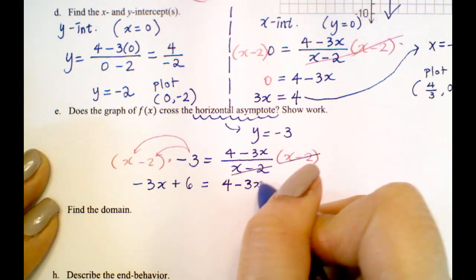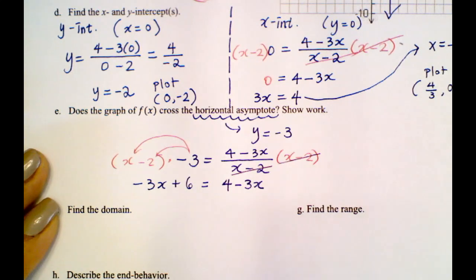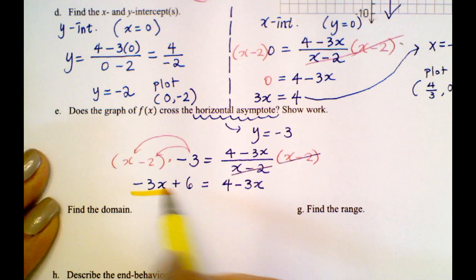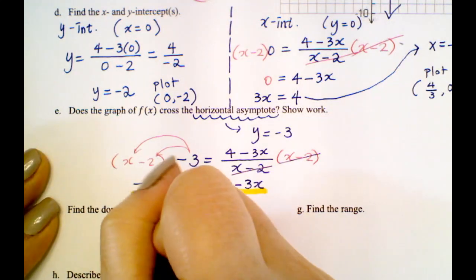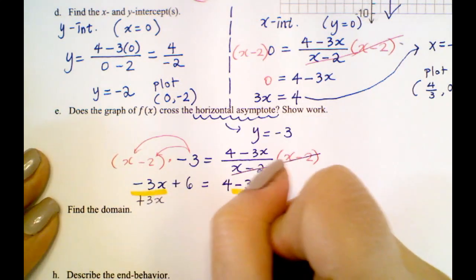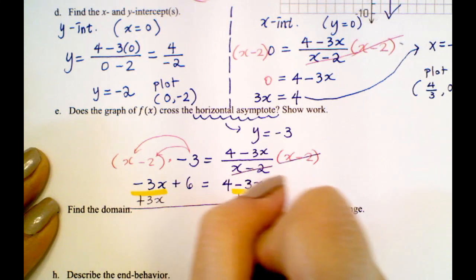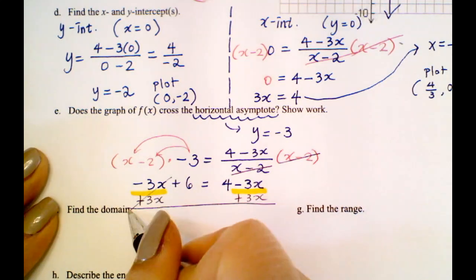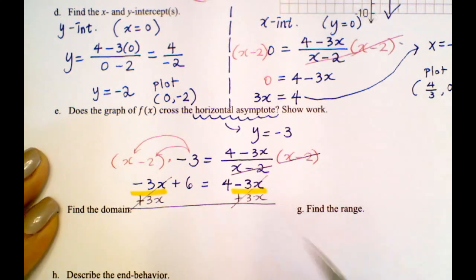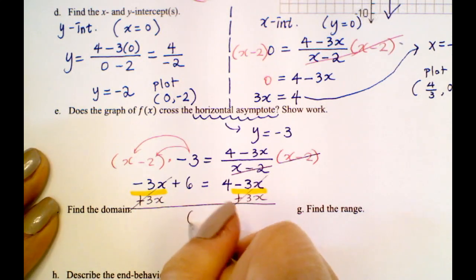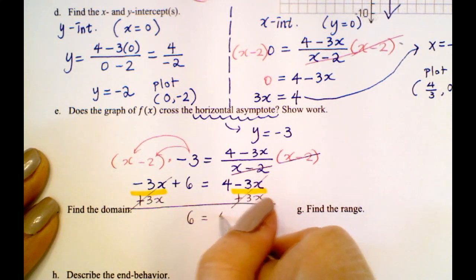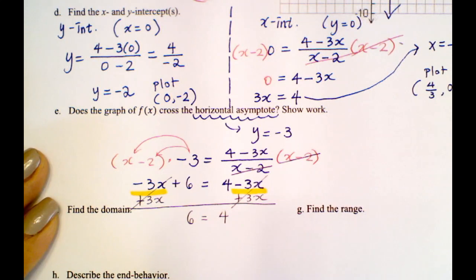All right. Now notice something for me. What do they both have on both sides? They both have -3x and -3x. You know what? I'm going to add 3x to both sides. If I add 3x to both sides, what will happen? The -3x cancels out, -3x cancels out, and we are left with 6 equals 4. Now, is that true? No, never.